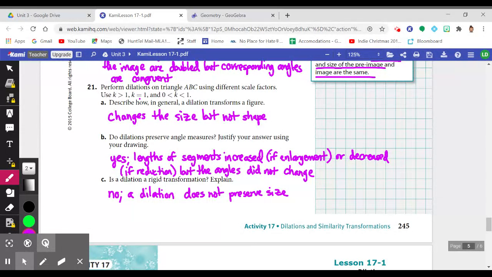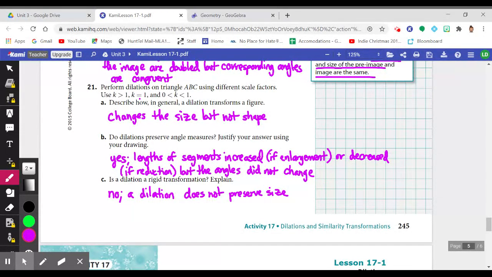Do dilations preserve angle measures? Justify your answer. And we saw that with the drawing. Yes, the lengths of segments increased if enlargement or decreased if reduction, but the angles did not change. So what is really determining the shape of our figure, and how they have the same shape, is what's really going on with these angles.